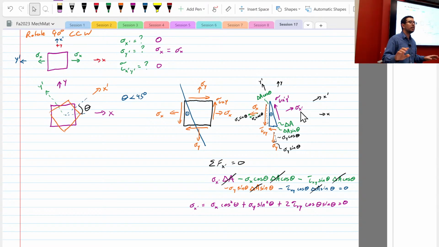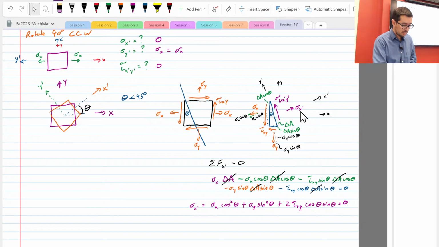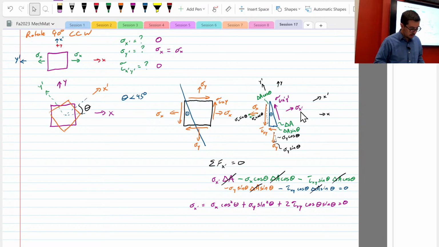Okay. Yes, Daniel. Can we solve the problem using this free body diagram, given problems from the previous sessions? I just learned a lot. Well, let's see here.